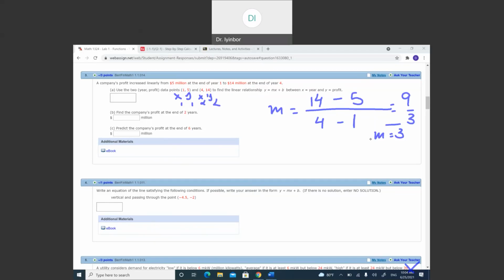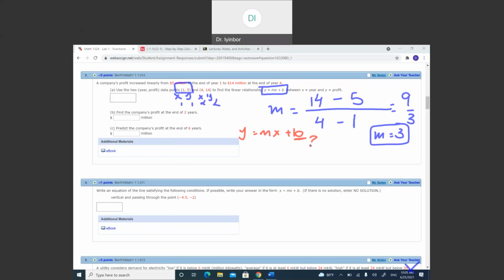After you find the slope, we have to find the equation, and the equation has to be y equals mx plus b. So I have m, and I have x and y. I can use x and y from one point, it doesn't matter, I'm going to pick the first one. 1 and 5 is x and y, and I'm going to find what b is. I'm going to plug the numbers in there.